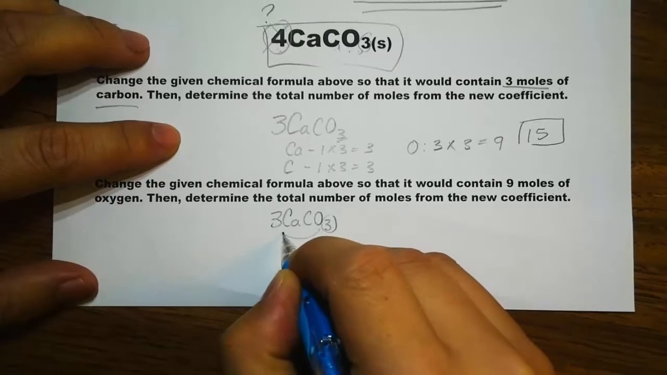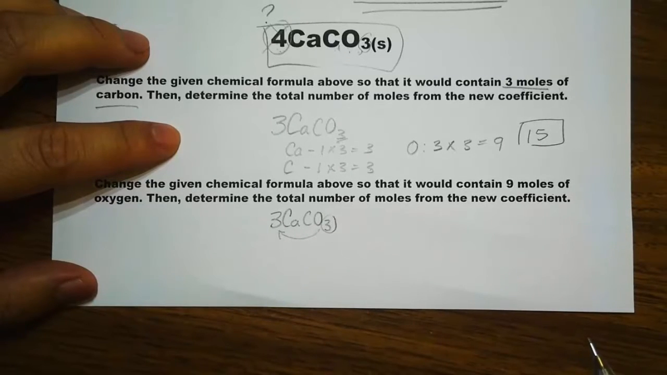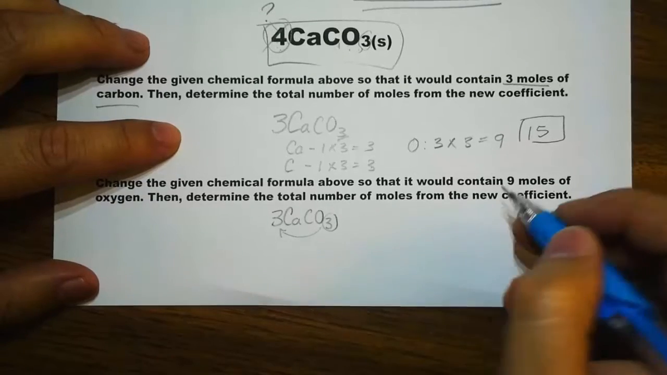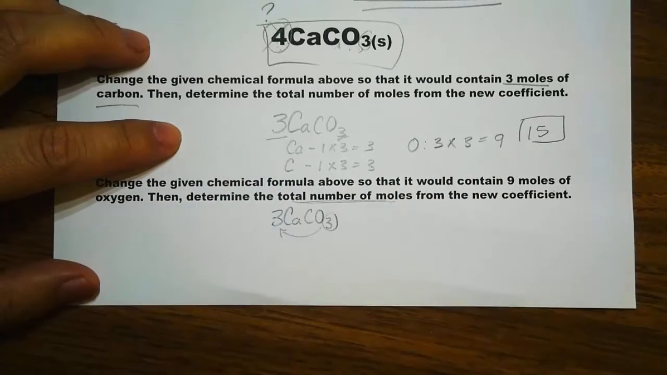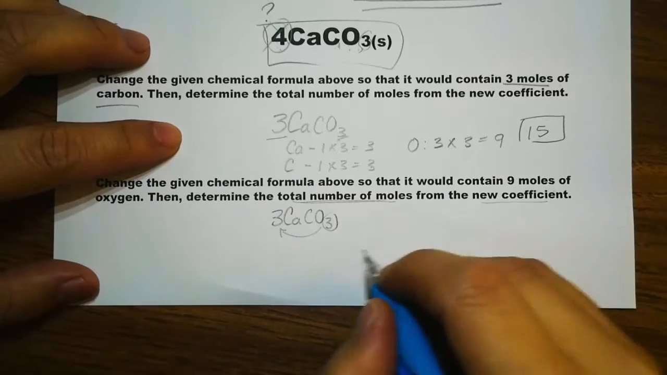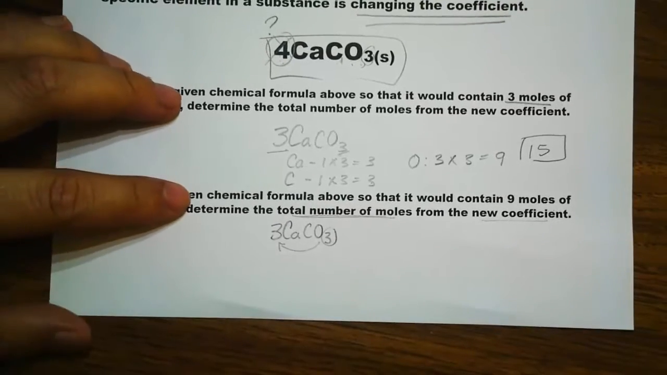That 3 right there multiplied by that 3 gave us 9 moles of oxygen. And of course, because the coefficient stayed the same, the total number of moles for the new coefficient would be 15 as well. So isn't that easy?